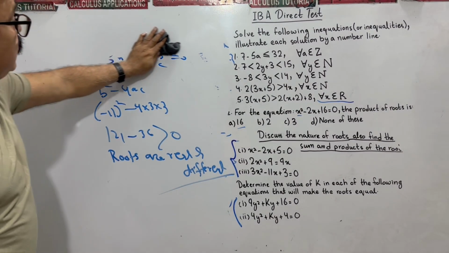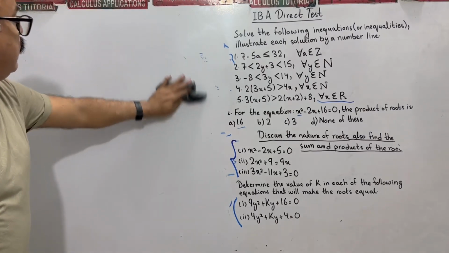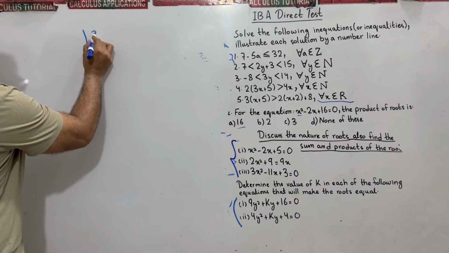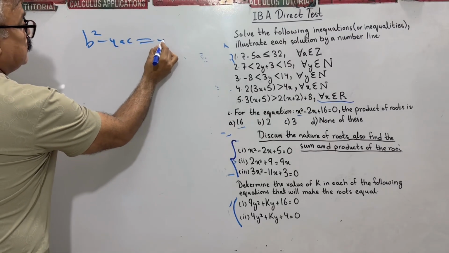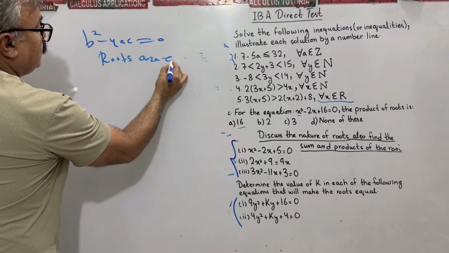Let me sum up the summary of discriminant for you. If b square minus 4ac is equal to 0, roots are real and equal.